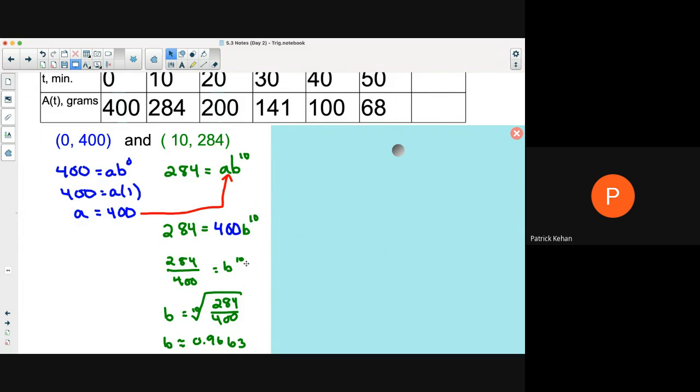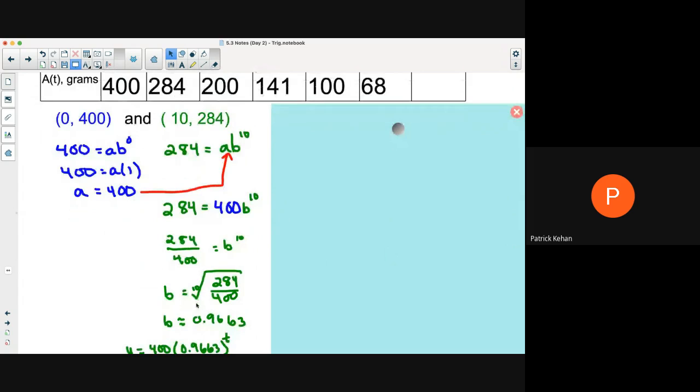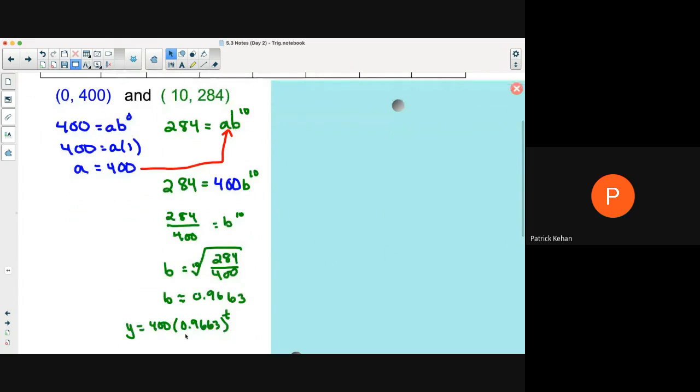Now, 10 is an even number. This is an even index. Plus or minus would make sense in this case. However, in this particular example, we're solving for a B value. We always want it to be positive. We're going to leave B positive. So alternatively, you could take both sides to the 1/10th power, and that would produce the same value. B is approximately 0.9663.